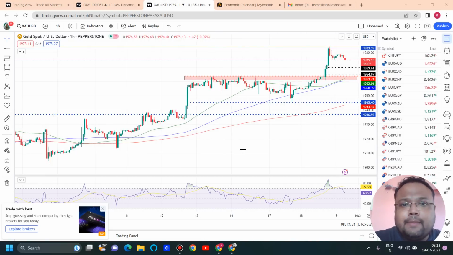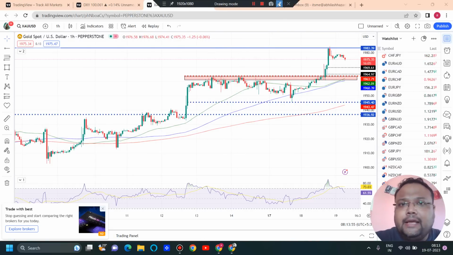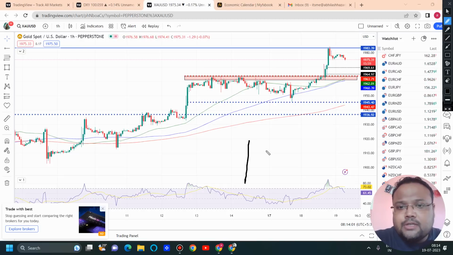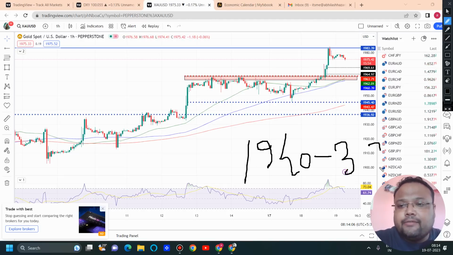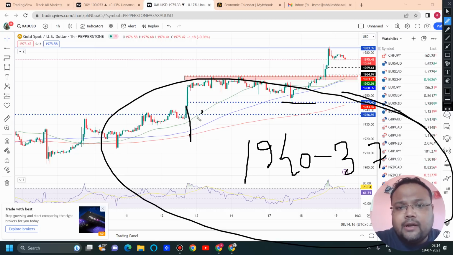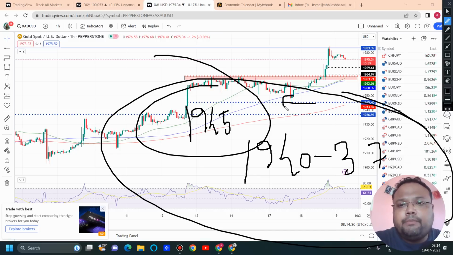So if you're wondering about the levels here, then yes, we have many support levels here. Okay, so let's discuss one by one. First of all, we have a support around 1940 to 1937. But the problem is that 1940, 1937 is far away from the current market price. In fact, we discussed this level in our previous videos also. Then we have a level around 1945. Why 1945? Because of the previous bounce from this level here.